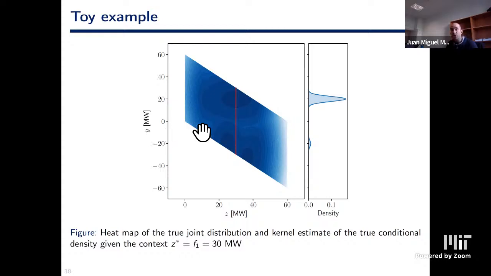Notice, this is very important, how the support of the prediction error changes with the prediction itself, right? The support here is this one, the support here is this one. The red line corresponds to the context that we are considering, which is 30 megawatts. And the support is the red line of the conditional distribution. Okay. On the right, I represent the kernel density estimate of the true distribution of the error given the context. That is the distribution of the wind power forecast error conditional on the point prediction being equal to 30 megawatts.